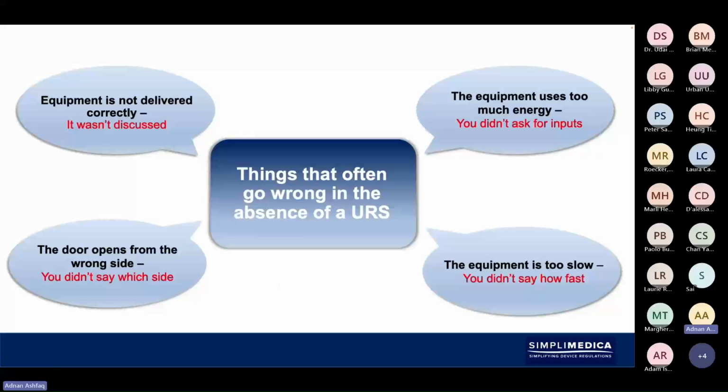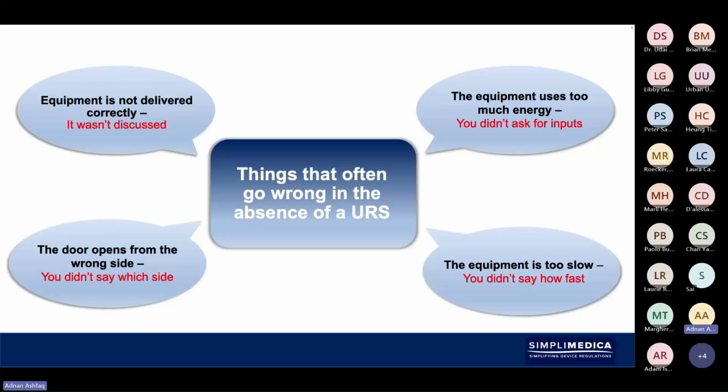So things that are often going wrong, as I said, equipment is not delivered correctly because it wasn't discussed. And as I said, having a URS is your insurance policy to ensure that what you are receiving, what's being delivered, is in fact correct against the user requirement specification, because you want to be using it almost as a checklist. Is this what we requested? The equipment uses too much energy. We didn't ask for that in the inputs. The equipment is too slow. Well, you didn't say how fast you wanted to run, or the opposite. The door opens from the wrong side. Well, you didn't say which side.